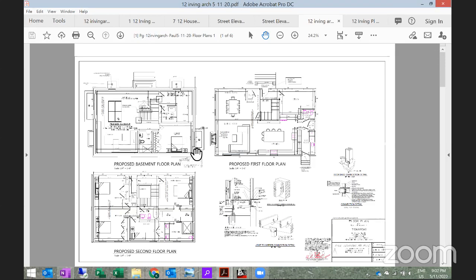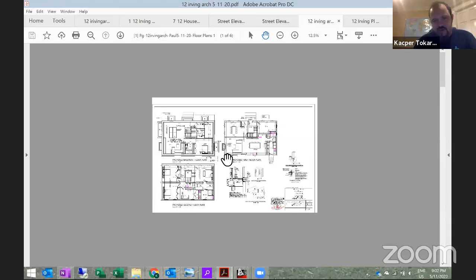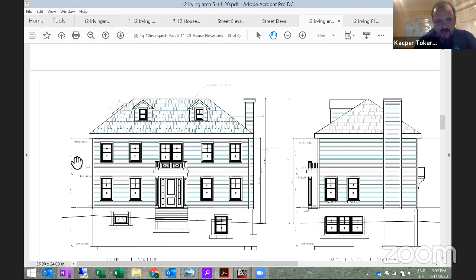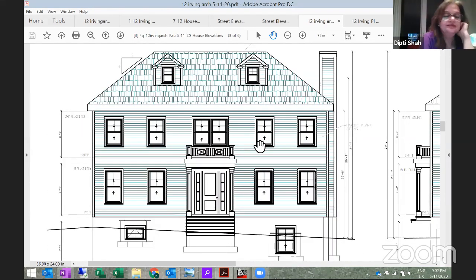What about the second floor? How high is the second floor? It looks like it's pretty tall. Well, 8'6". The second floor is right here, and the second floor is proposed at 8'6".